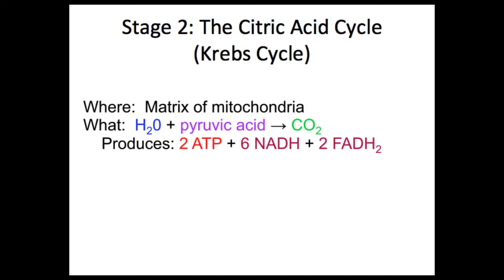It needs water, and it needs those pyruvic acids, those pyruvates that we made during glycolysis. And it's going to give off the waste product of carbon dioxide. It produces a little bit of ATP and quite a few of these electron carrier molecules. That is to say, it loads quite a bit of electrons into the electron carriers because we're going to need a lot of electrons in the next stage of cellular respiration.